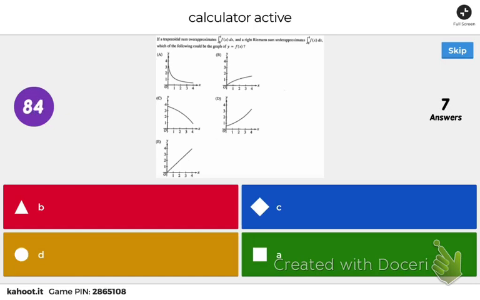If a trapezoidal sum over approximates the integral from 0 to 4 of f of x, and a right Riemann sum under approximates the same integral, which of the following is a graph of f of x? So a trapezoidal sum is too high, a right sum is too low. Which of the following could be the graph of f? Sorry for the smallness of the writing. Trapezoid sum is too high, right sum is too low.